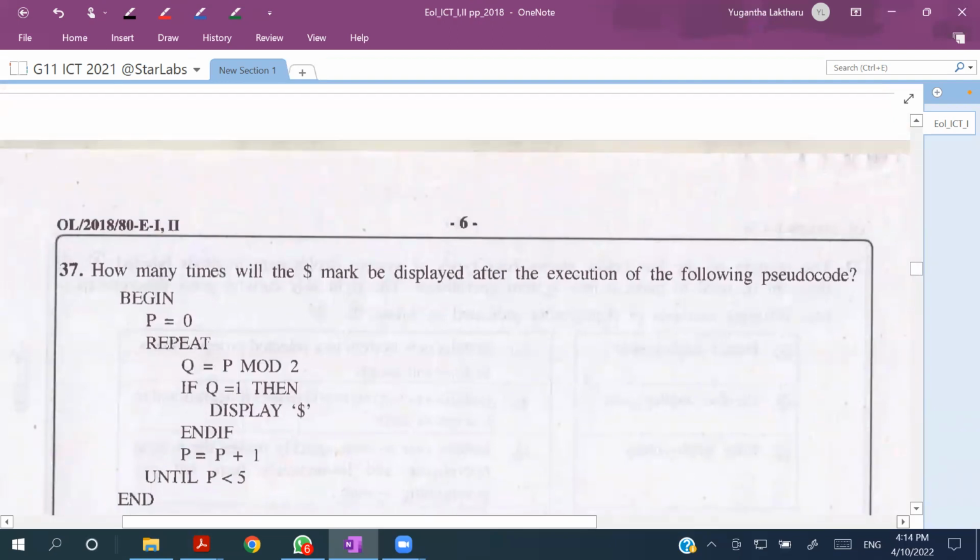So it begins, P is equal to 0. It is a repeat until structure. P mod 2 is given to Q. So P is 0, and 0 mod 2, mod is going to give you the remainder. 0 divided by 2, the remainder is 0. So Q is given the value 0.